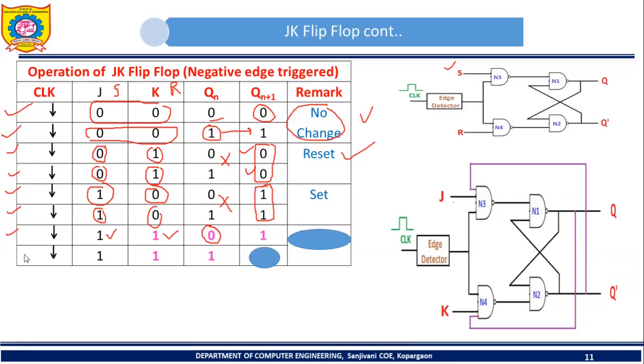Now consider this last row of the table. A negative edge is detected on the clock pulse, and J and K are both 1. Now what is the present state? The present state is 1. So what will be the next state? The next state will be 0. Why? Because J and K are 1 1, so the JK flip-flop is going to toggle. So if J and K are 1 1, then 0 will be converted into 1 and 1 will be converted into 0. This particular operation is called the toggle operation. So here there is a difference between the JK and SR flip-flop.